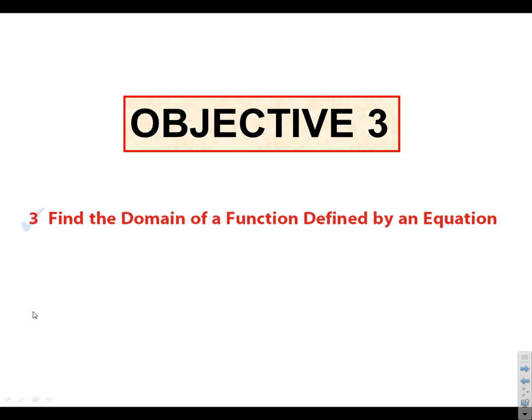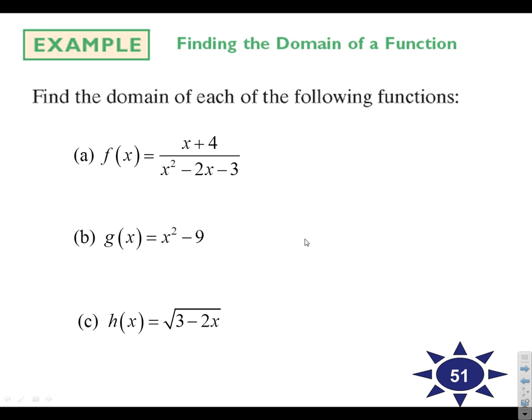Okay, last objective. Find the domain of a function defined by the equation. Okay, remember there's two problems that can occur. We can't have 0 in the denominator. So our denominator here, x squared minus 2x minus 3, cannot equal 0. We need to factor: x minus 3, x plus 1 cannot equal 0. So x cannot equal 3 or negative 1.